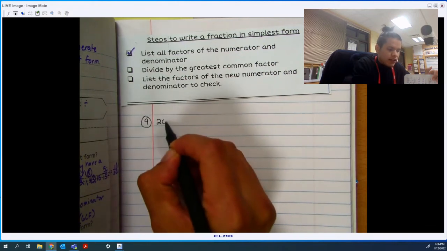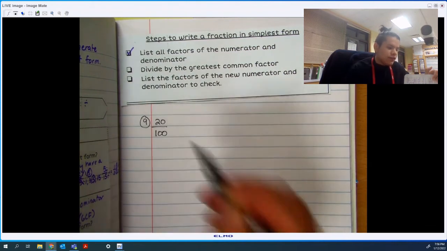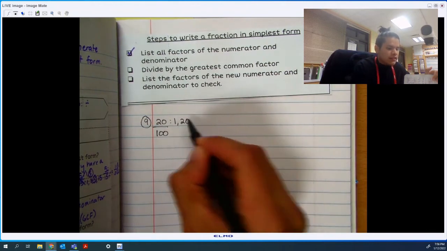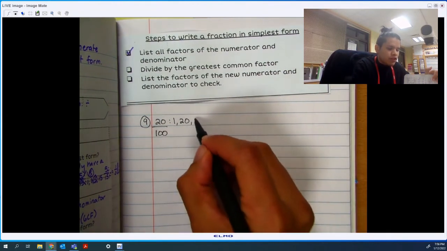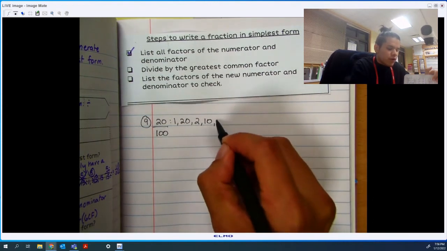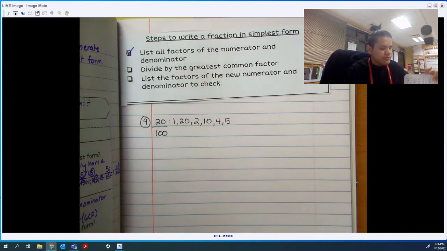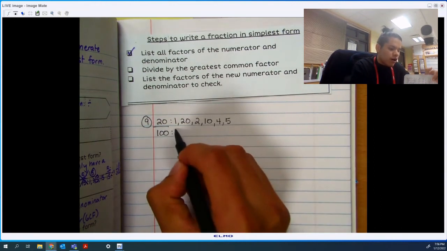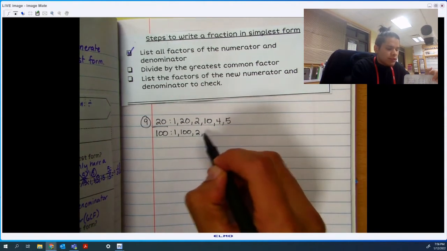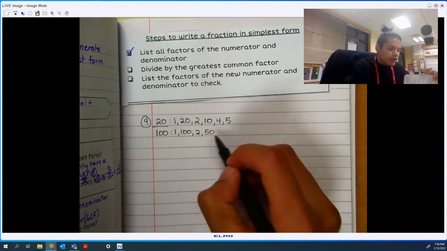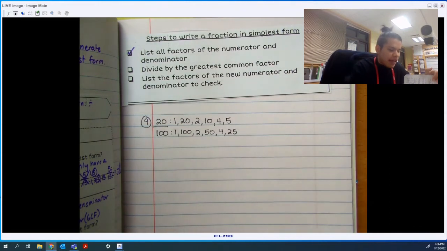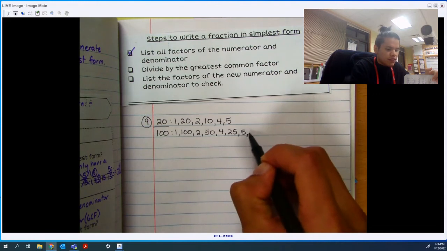I have 20 hundredths. The factors of 20 are 1 times 20, 2 times 10, 4 times 5. The factors of 100 are 1 times 100, 2 times 50, 4 times 25, and 5 times 20.